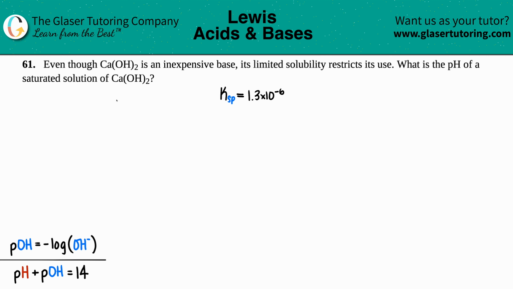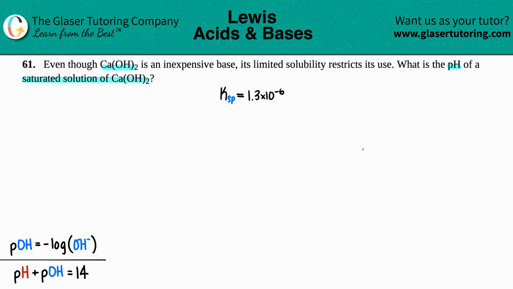Number 61. Even though Ca(OH)2 is an inexpensive base, its limited solubility restricts its use. What is the pH of a saturated solution of calcium hydroxide, Ca(OH)2? Okay, so they're talking about solubility with a specific compound. And they said that it's saturated. So that means it's not unsaturated, and it's not a supersaturated solution. We're right at the cusp, or the brim, before we start forming a precipitate or a solid. We want to know what that pH is right before we make a precipitate.